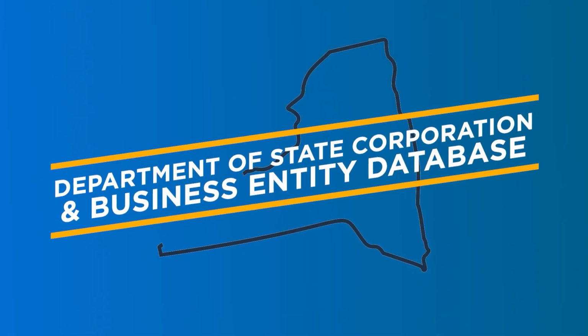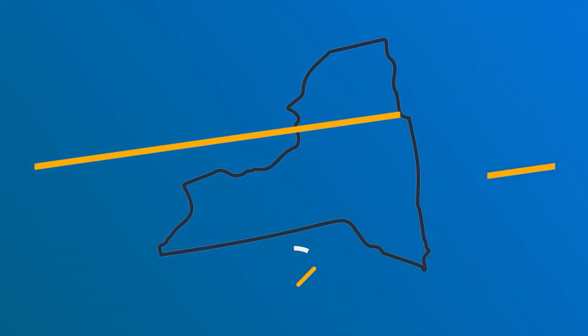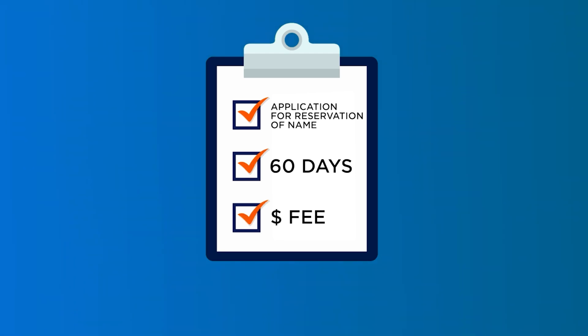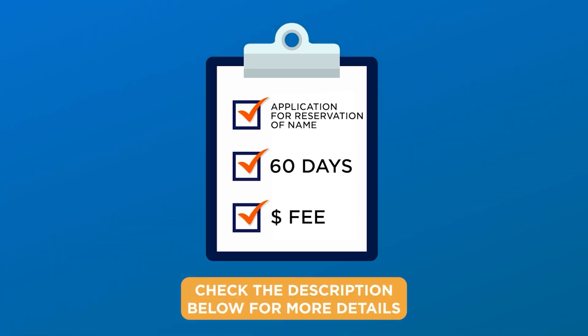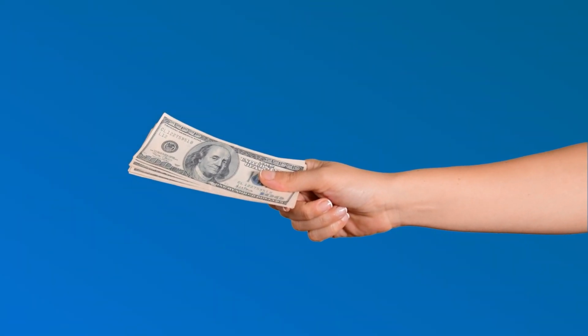You can check name availability on the Department of State Corporation and Business Entity database. If it's available, go ahead and reserve it. To do this, you need to file an application for reservation of name by mail to reserve the name for up to 60 days and pay a fee. Check the description below for more details. If you need additional time, you can extend your application for 2 additional periods of 60 days, but need to pay the fee each time.